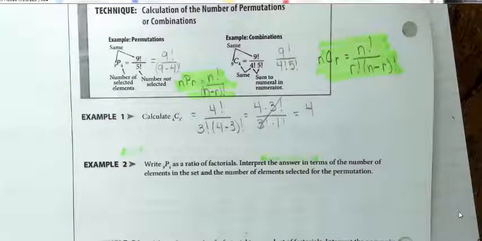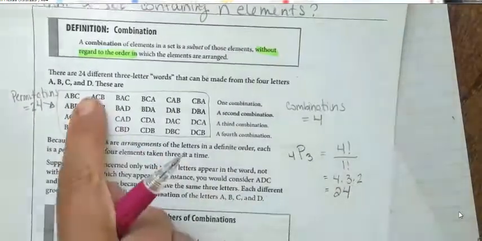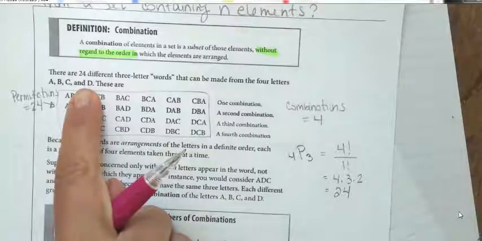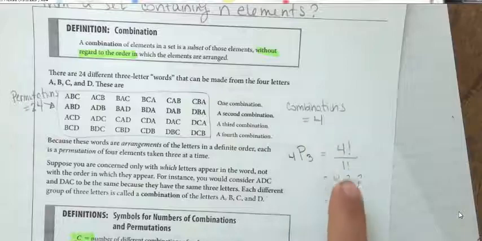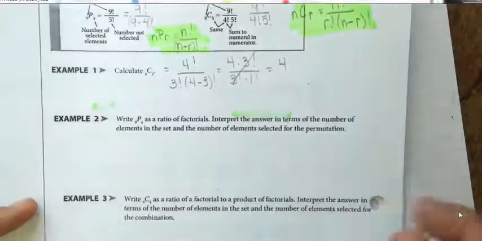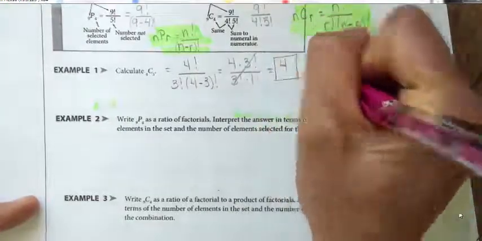Which is exactly what our first example was. I had 4 things and wanted to arrange them 3 at a time, and order did not matter. So there were 4 different combinations, not permutations. Now, you can also do this on your calculator.